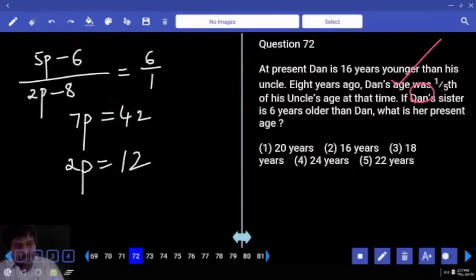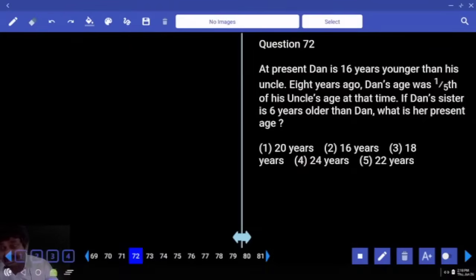Done. At present, Dan is 16 years younger than his uncle. So who are here? Dan and her uncle. What is their age difference? Who is younger? Dan is younger. How much is their difference? When is that age difference 16? Anytime the age difference must be 16.